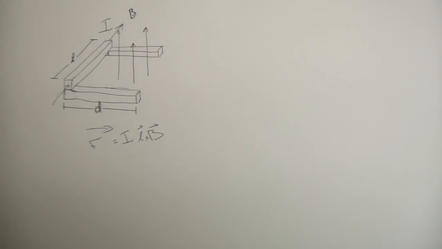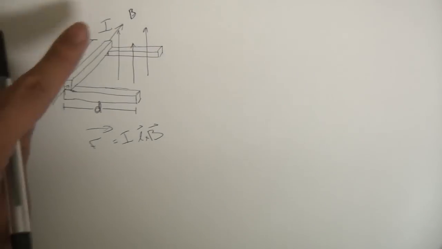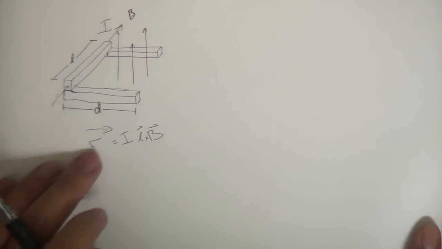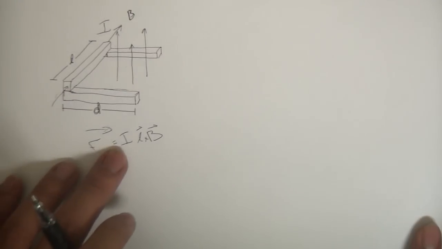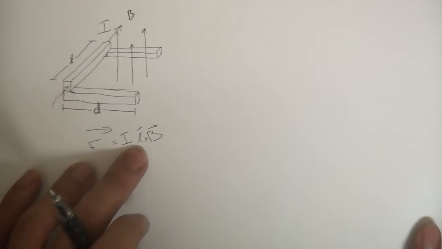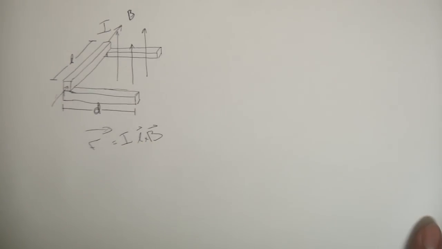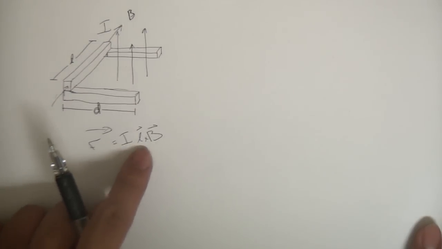Alright, so for part B, we're supposed to assume that there is a current going into the paper, causing this bar to move to the right. And we're supposed to find an expression for the final velocity as this leaves the rails. So first things first, we start out with the force, and F equals the current times the length crossed with the magnetic field B. And so then we get F equals IL cross B.